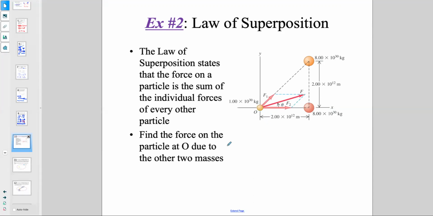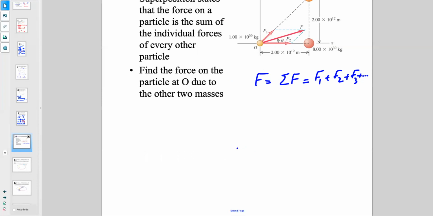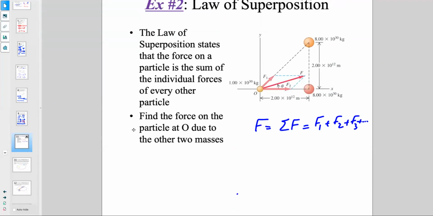So I have to sum all the forces, and they're all gravitational forces. They all have directions. So F will be the sum of all the F's, for example F1 plus F2 plus F3 and so on. I want to find the force due to gravity of these 2 other particles. So what I have is 3 particles here.